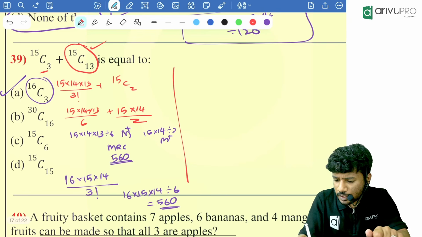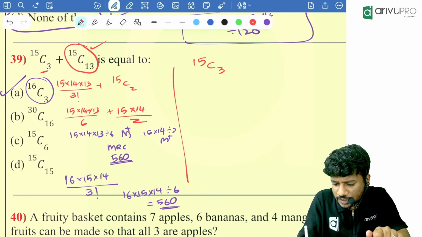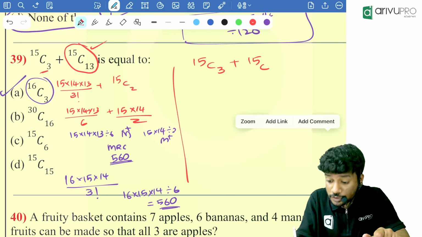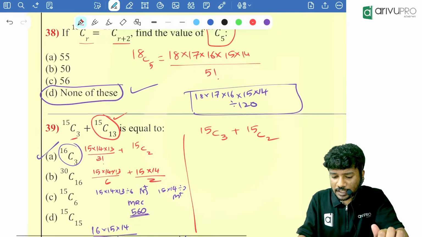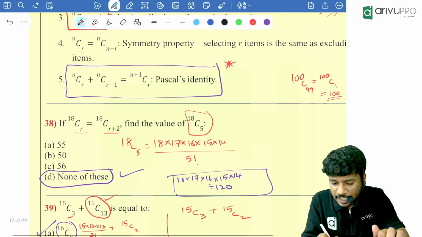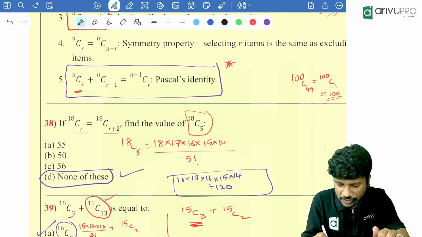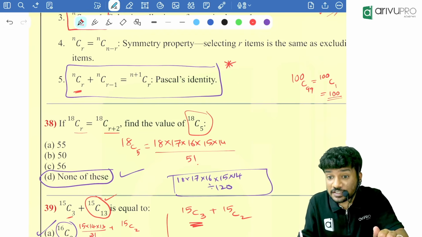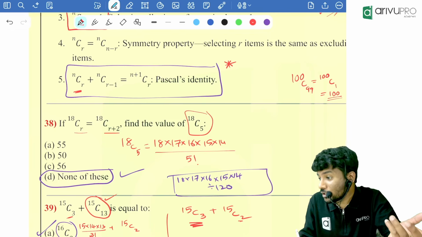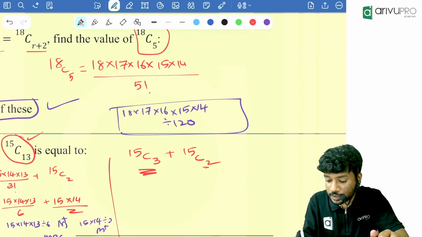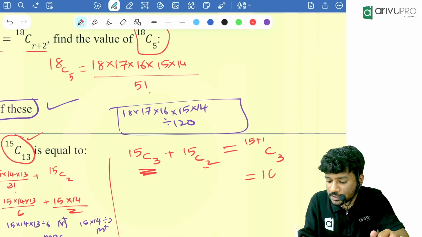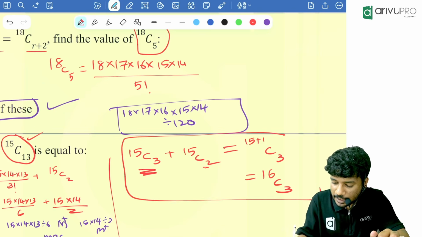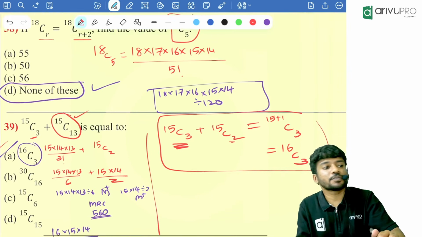Now, can I use Pascal's identity? Everyone listen, don't talk. First, I will write it as 15C3 plus 15C13. 15C13 can be written as 15C2. Now, using Pascal's identity, nCr plus nC(r-1): 15C3 plus 15C2 is equal to (15+1)C3, which is 16C3. If you know Pascal's identity, it is a one-step problem. Option A is your answer.